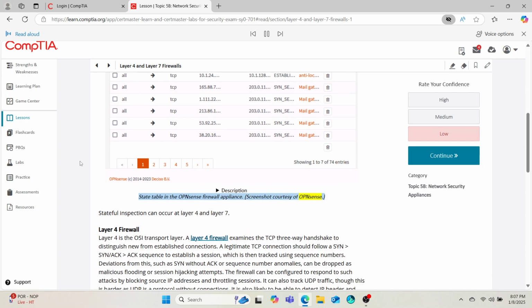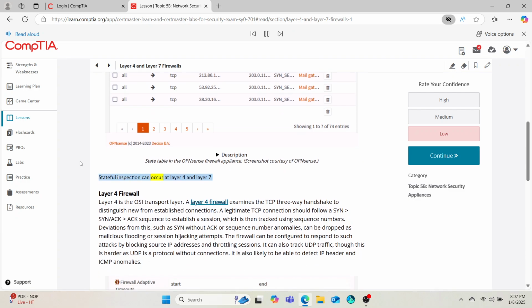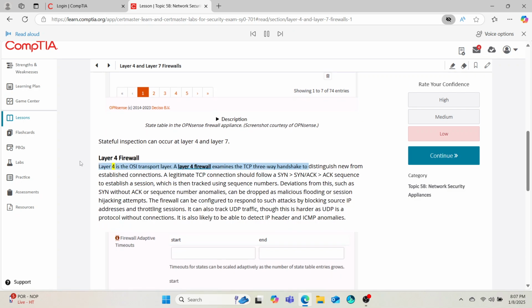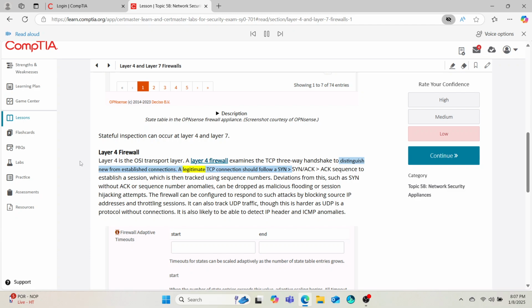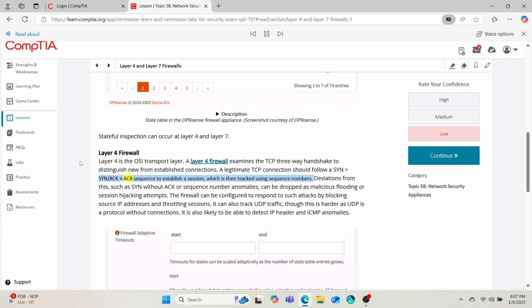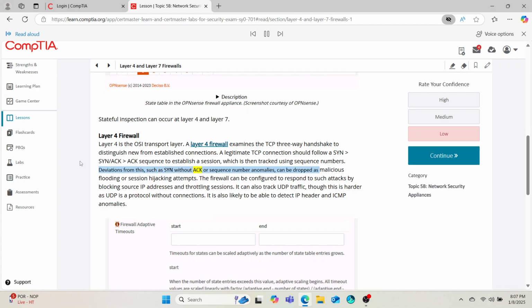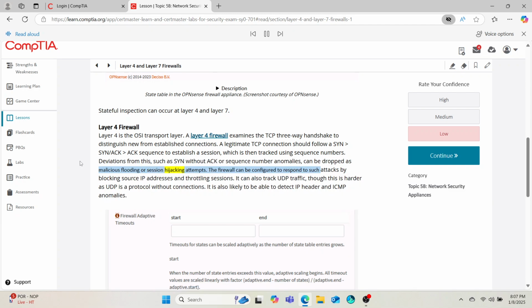Screenshot courtesy of OpenSense. Stateful inspection can occur at Layer 4 and Layer 7. Layer 4 firewall. Layer 4 is the OSI transport layer. A Layer 4 firewall examines the TCP three-way handshake to distinguish new from established connections. A legitimate TCP connection should follow a SYN/ACK sequence to establish a session, which is then tracked using sequence numbers. Deviations from this, such as SYN without ACK or sequence number anomalies, can be dropped as malicious flooding or session hijacking attempts.